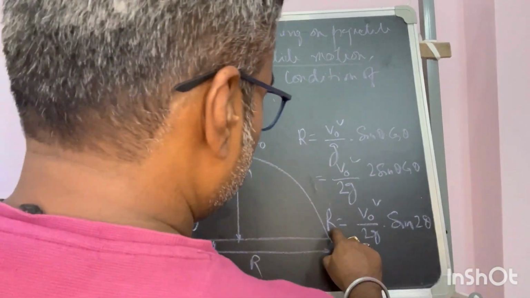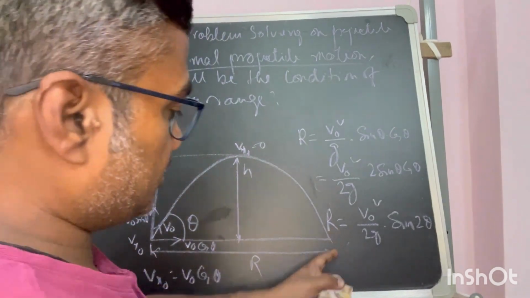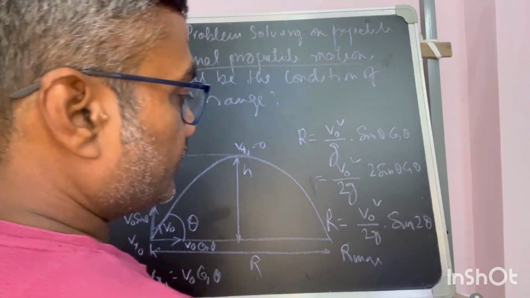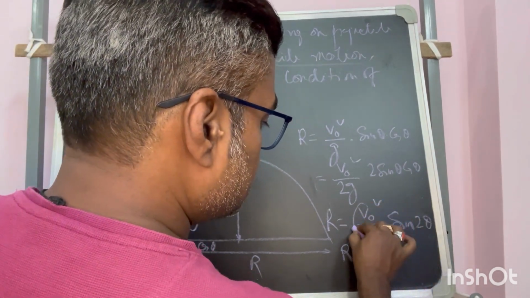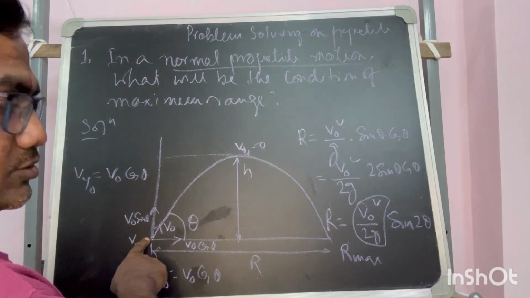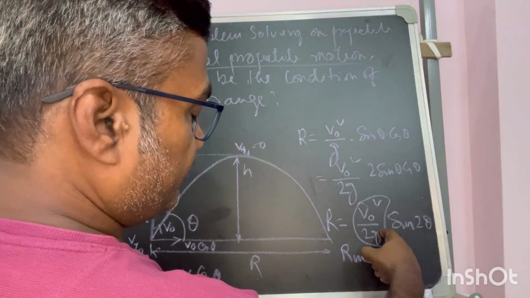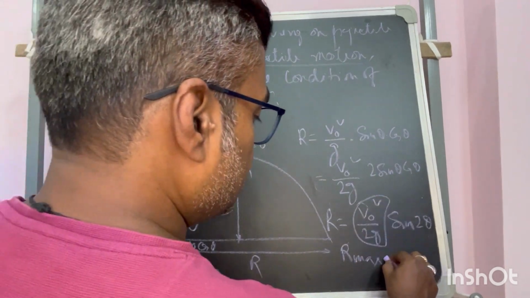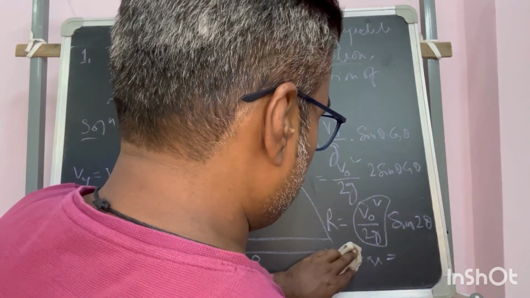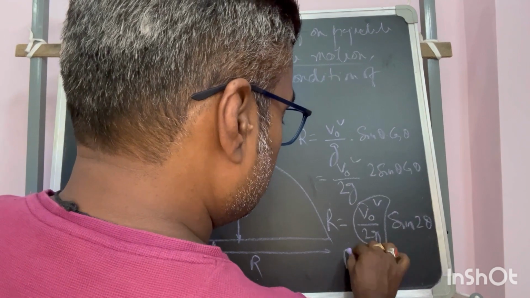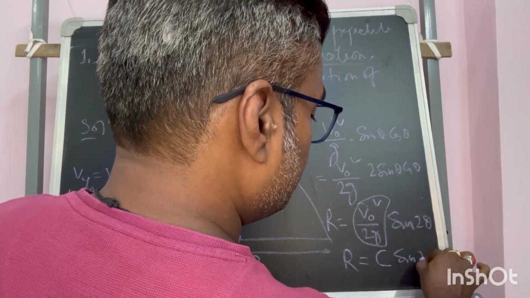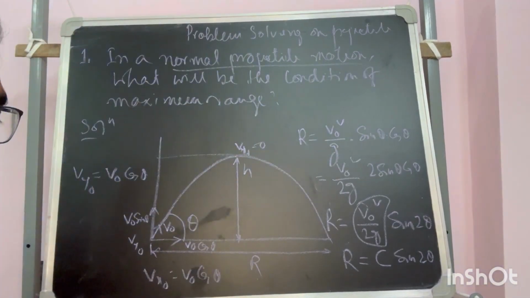Now, when will the range R be maximum? It is maximum when this is constant, because v0 is the initial velocity, so this is constant, and g is a gravitational constant, this is also constant. So I'm writing it again: the range is equal to some constant into sine of 2 theta.